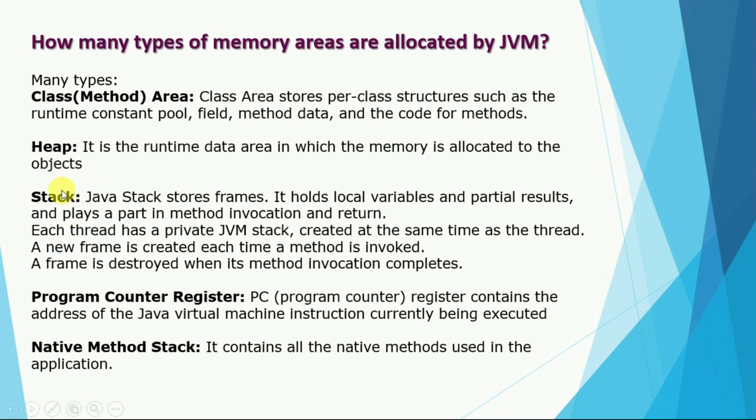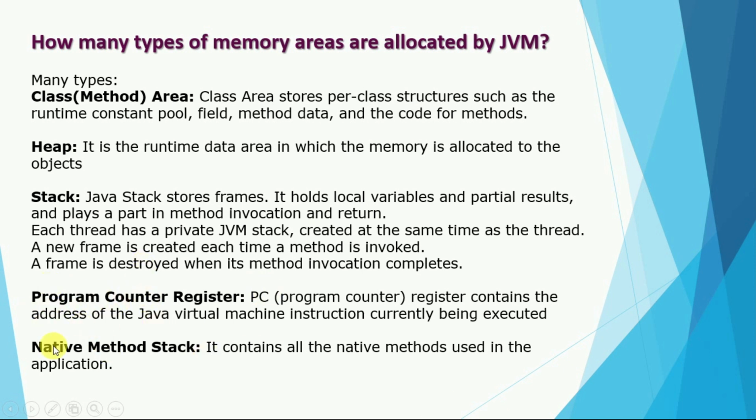A new frame is created each time a method is invoked. A frame is destroyed when its method invocation completes. So it is responsible for temporary storage. And the program counter register, the PC register, contains the address of the JVM instruction currently being executed.